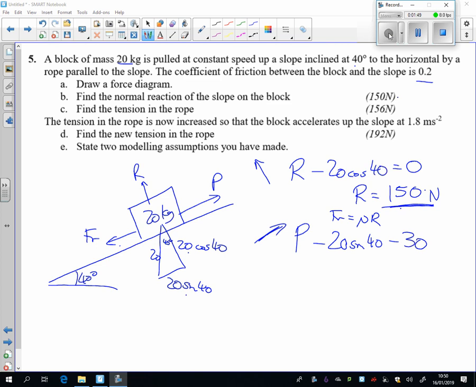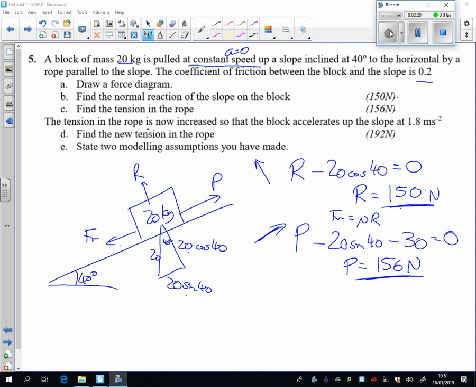Does this move? Okay, I've just been looking for the acceleration here. So it's pulled at a constant speed. So if it's constant speed, its acceleration is 0. So the force is actually 0 here. So P is equal to 30, add 20 sine 40, and tapping that in gives 156.015. So yeah, 156 newtons is the force there.